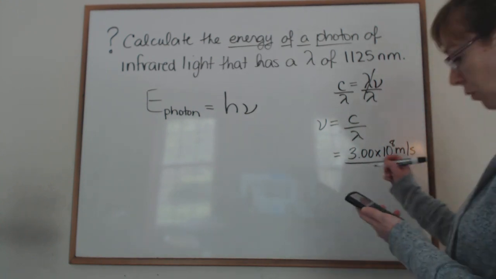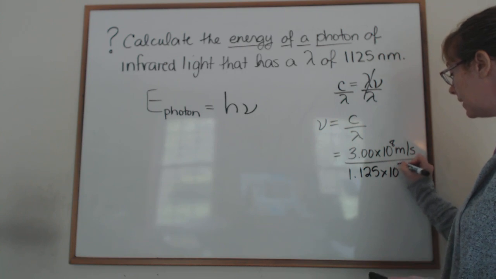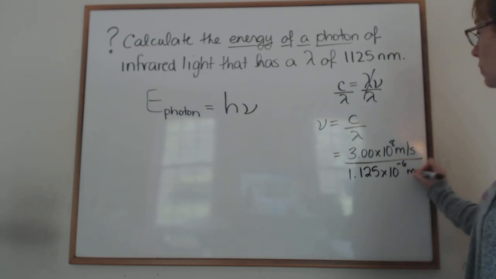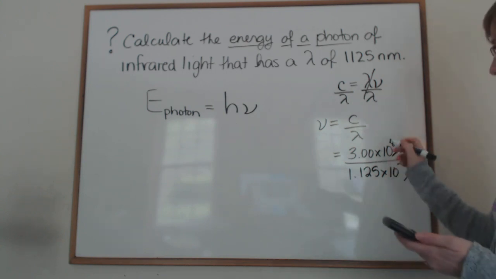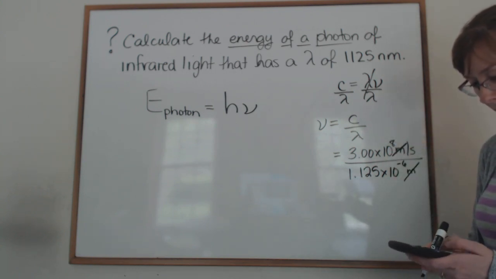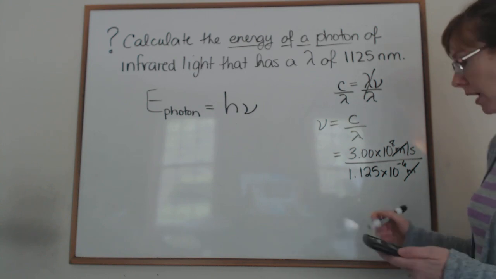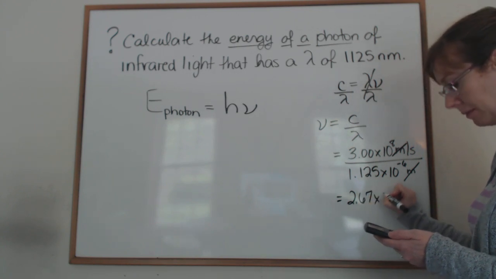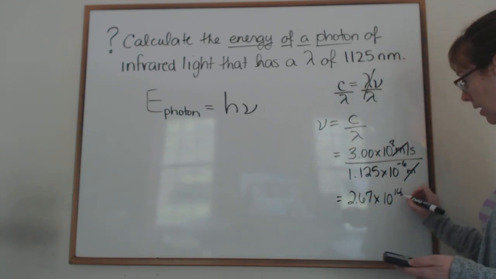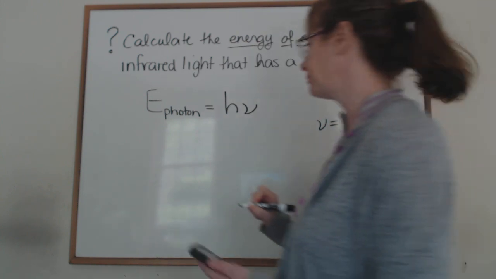Alrighty, 1.125 times 10 to the negative 6 meters is the wavelength in meters. We need that to be in meters so that that will cancel. Now we put these two together, and we get a frequency equal to 2.67 times 10 to the 14th seconds to the minus 1, which is the same thing as a hertz, but we'll leave it as that.